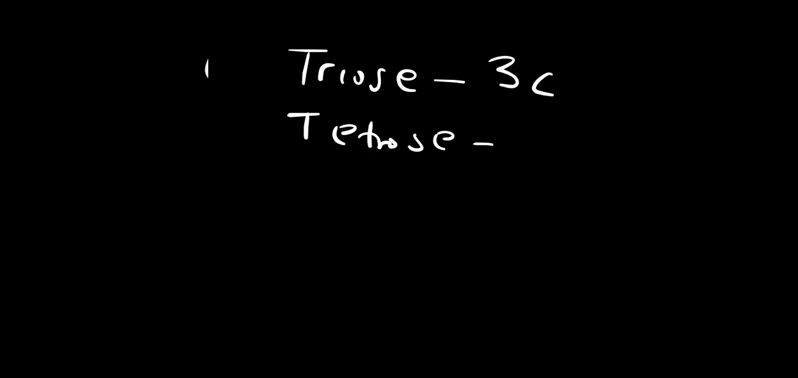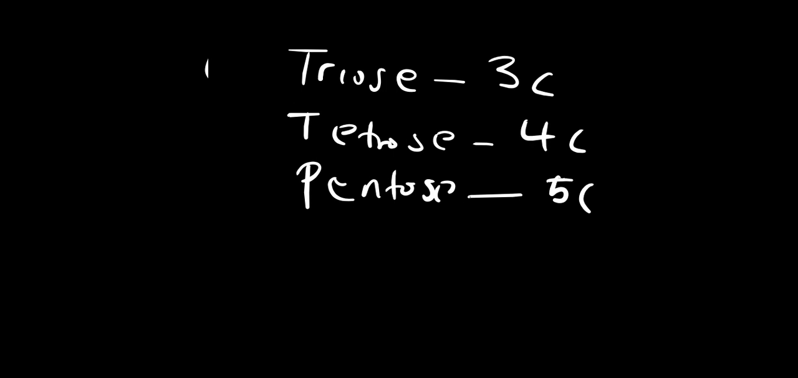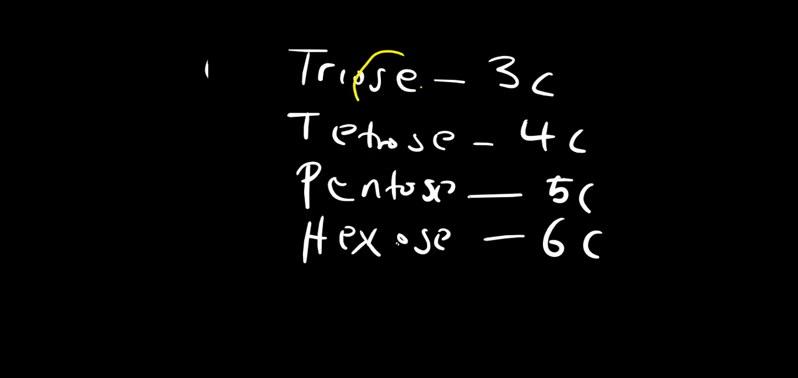Now a tetrose will have 4 carbons. We've got what we call a pentose. A pentose will have 5 carbons. We've got what we call a hexose. A hexose will have 6 carbons, like that. Now, of these ones, you realize all the names end in O's or OSE.